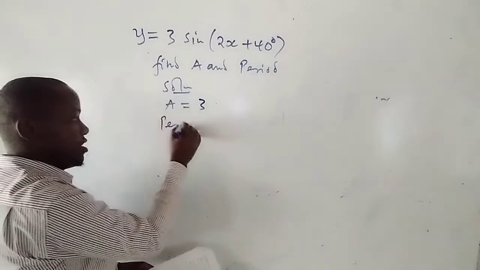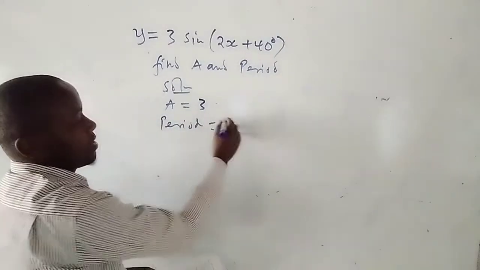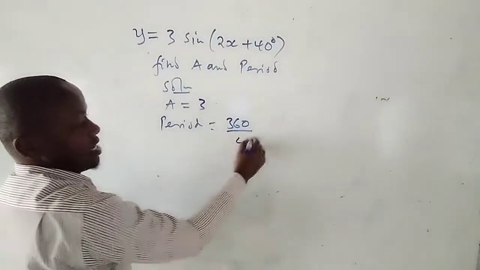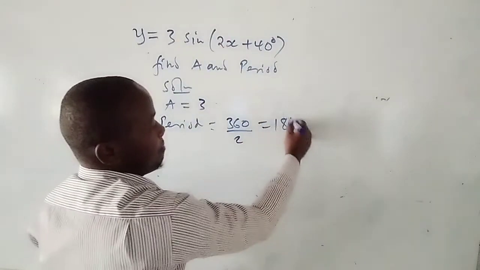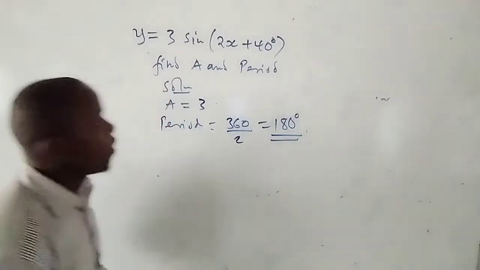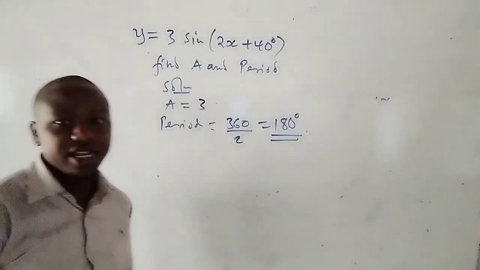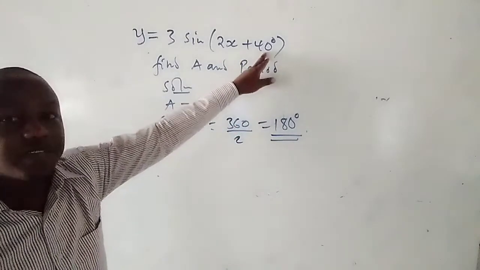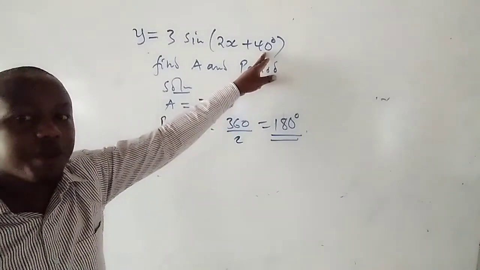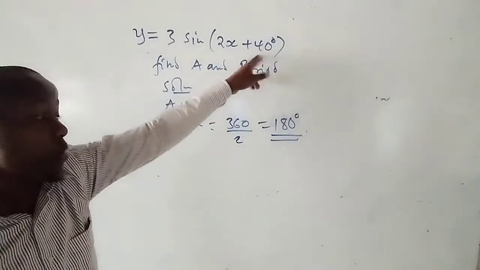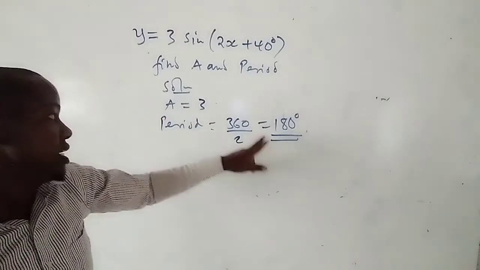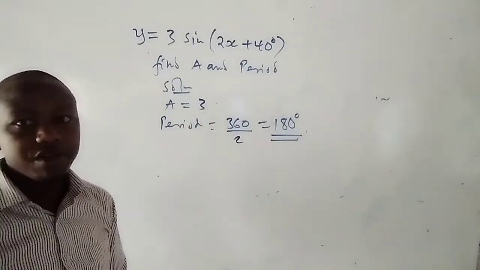Then the period is always given by 360 divided by the coefficient of x, and the coefficient of x here is 2. Therefore, the period will be 180 degrees. This component here gives us the phase angle of the wave. So the trigonometric wave will have a phase angle of 40, a period of 180, and an amplitude of 3.